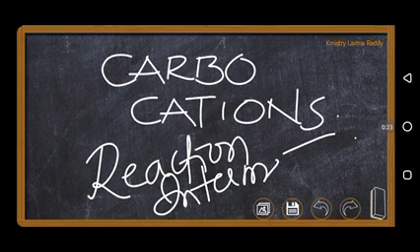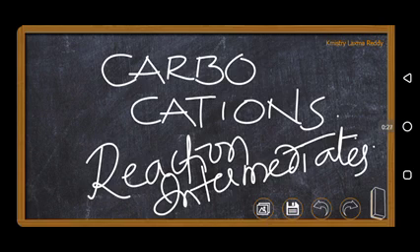As the term itself indicates, these are neither reactants nor products. These are the intermediate things: carbocations, carbanions, carbon free radicals, carbenes, nitrenes, benzyne. One by one we'll discuss. Today's class is about carbocations.